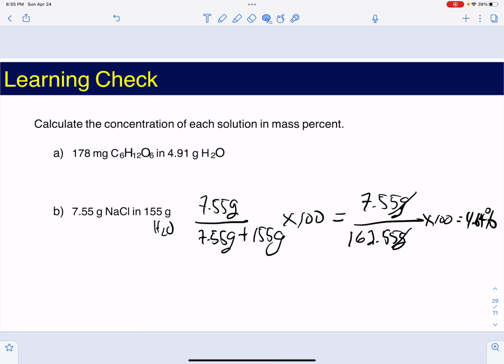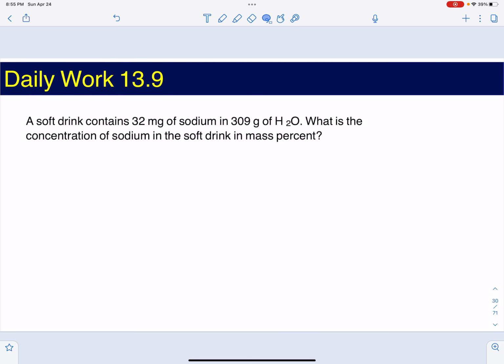How do we use it? Well, before we use it, you can go ahead and practice a little bit. So what would be the mass percentage for this particular soft drink in terms of the sodium?